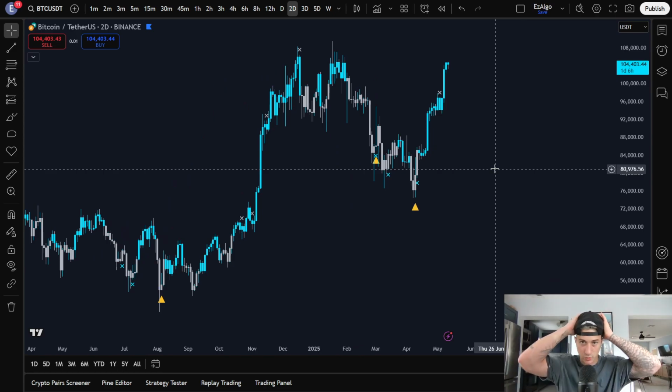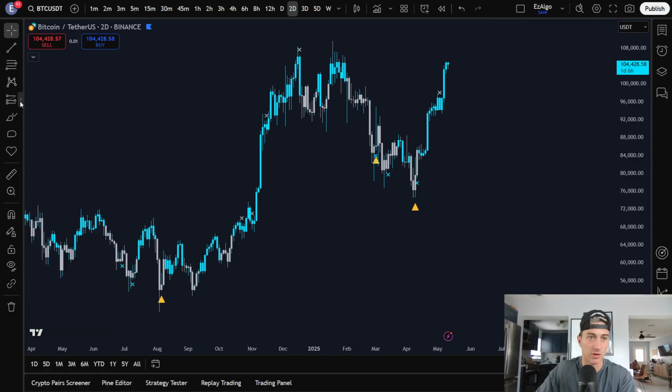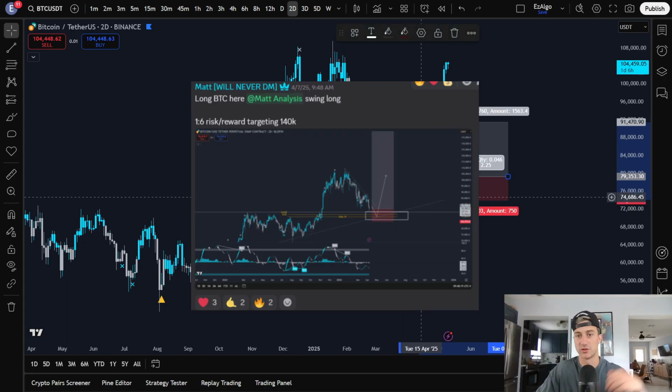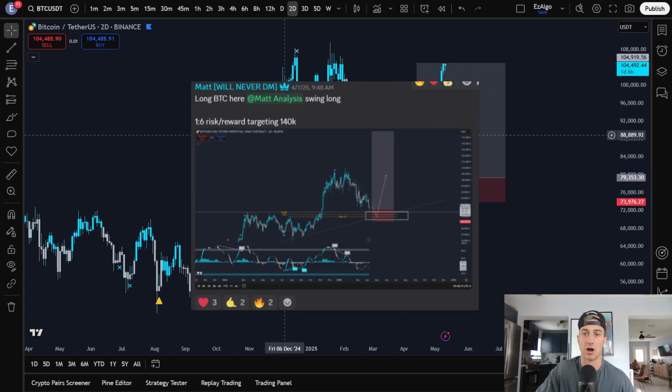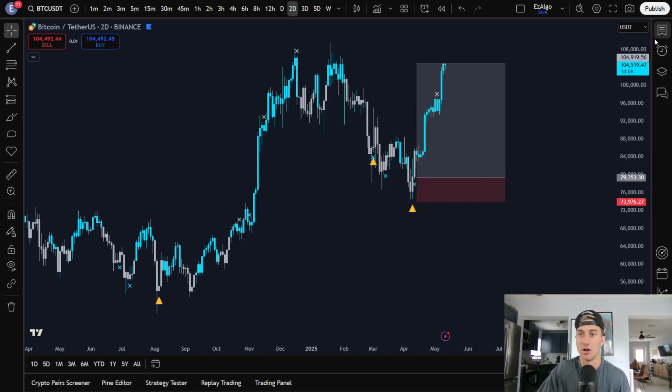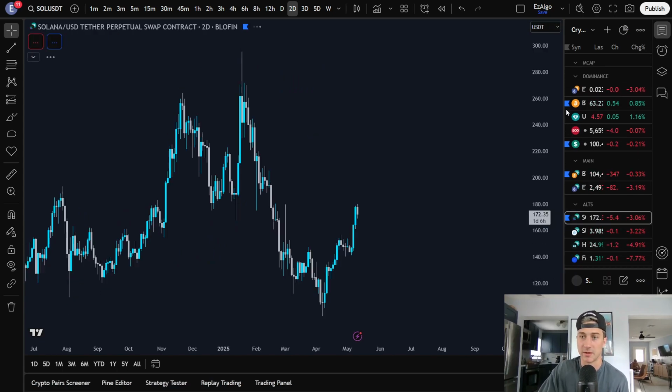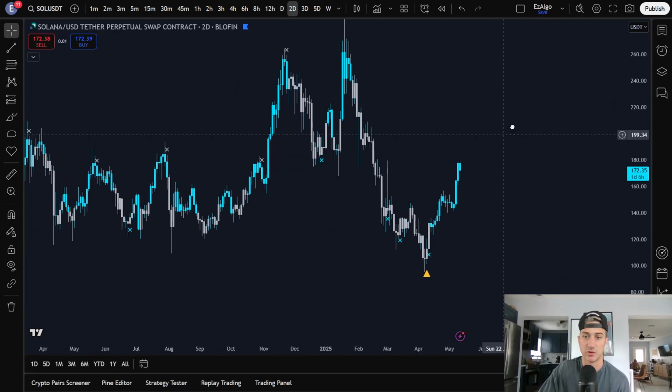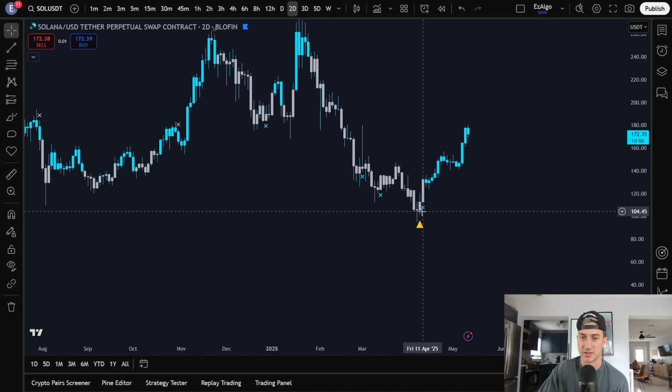In fact, we took a swing long on Bitcoin right as this signal confirmed, right around here, in real time inside the Pro Discord. I'll throw a screenshot up on the screen here. We entered a swing long on Bitcoin and also a swing long on Solana because we saw the same thing on Solana. If you go to the 2-day time frame on Solana, again, you can see an accumulation buy signal.